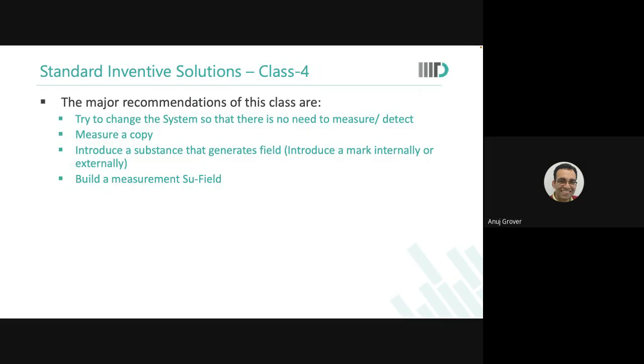Or build a measurement substance field. Create a whole substance field to be able to measure it. Replica path, for example. A full substance field is created so that I'm able to measure the delay inside a memory.